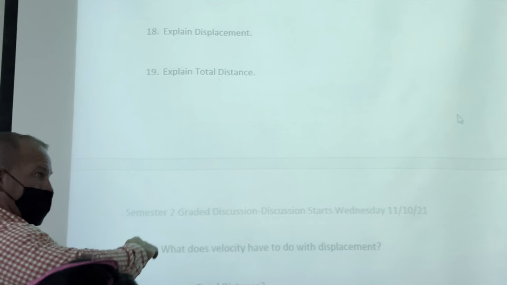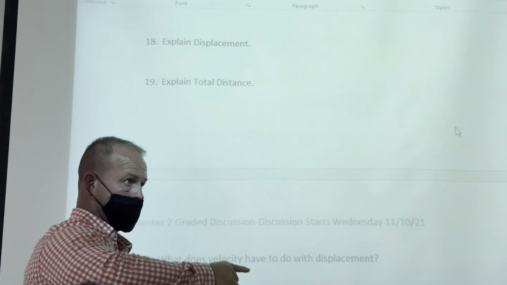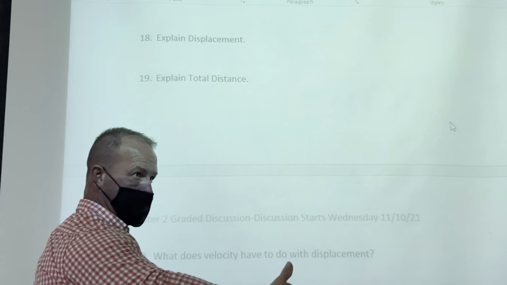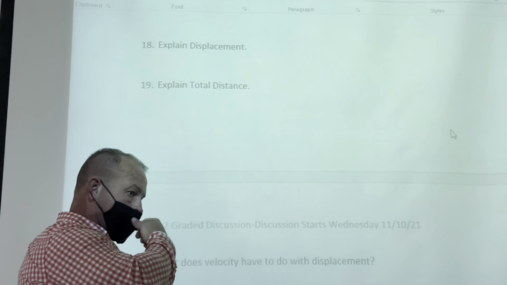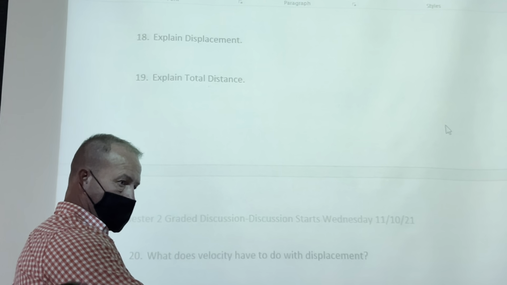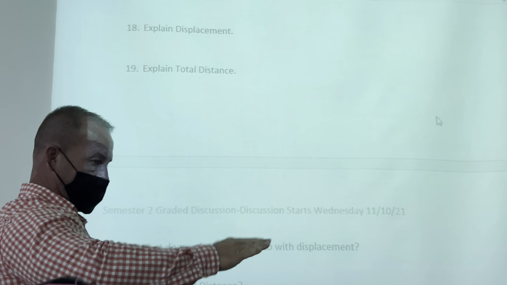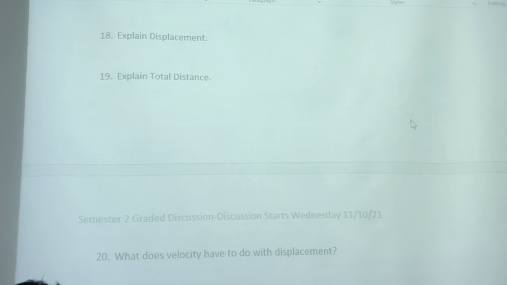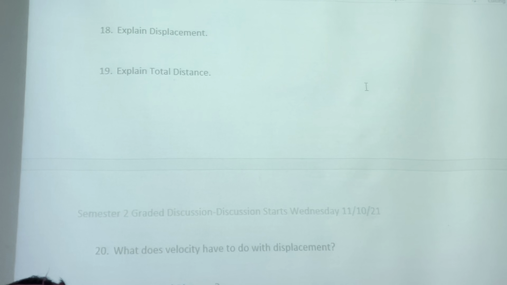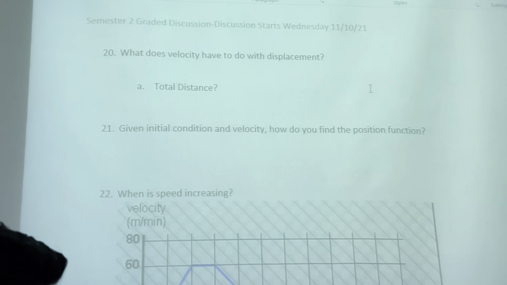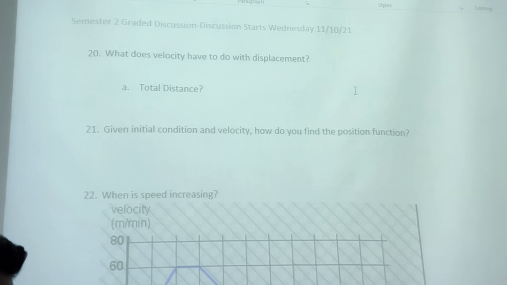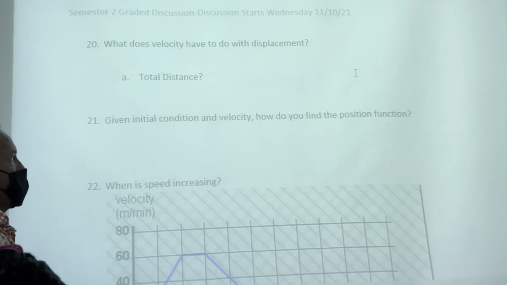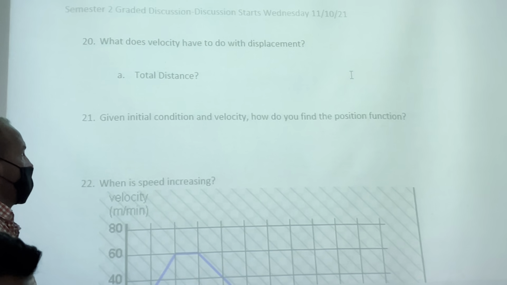Okay? Total distance is just like displacement, except we take the absolute value of velocity, or absolute value of v of t. And it's the net area. You take any negative area and make it positive. So it's the absolute value of all of your areas. Okay? We already answered 20. Velocity and displacement. Total distance is the integral of the absolute value of velocity.